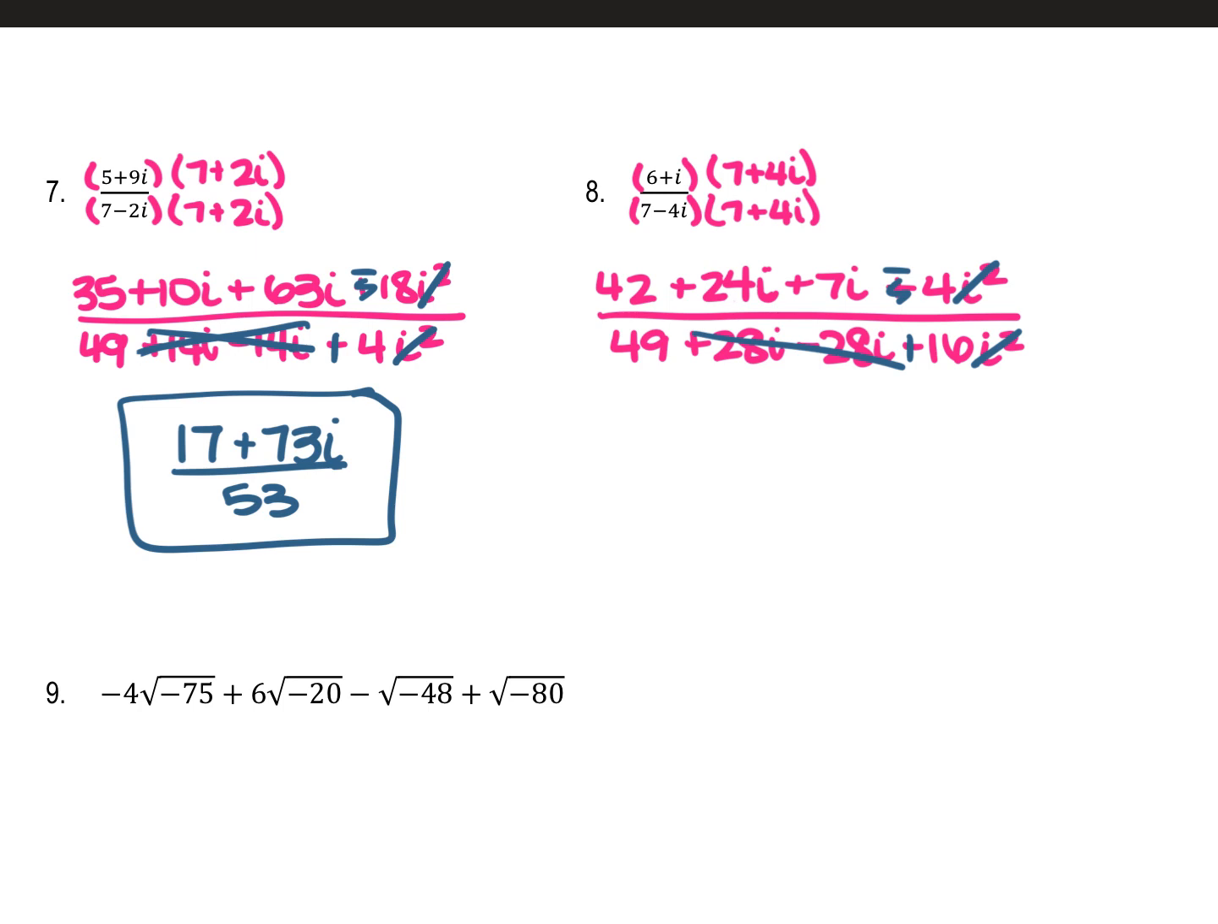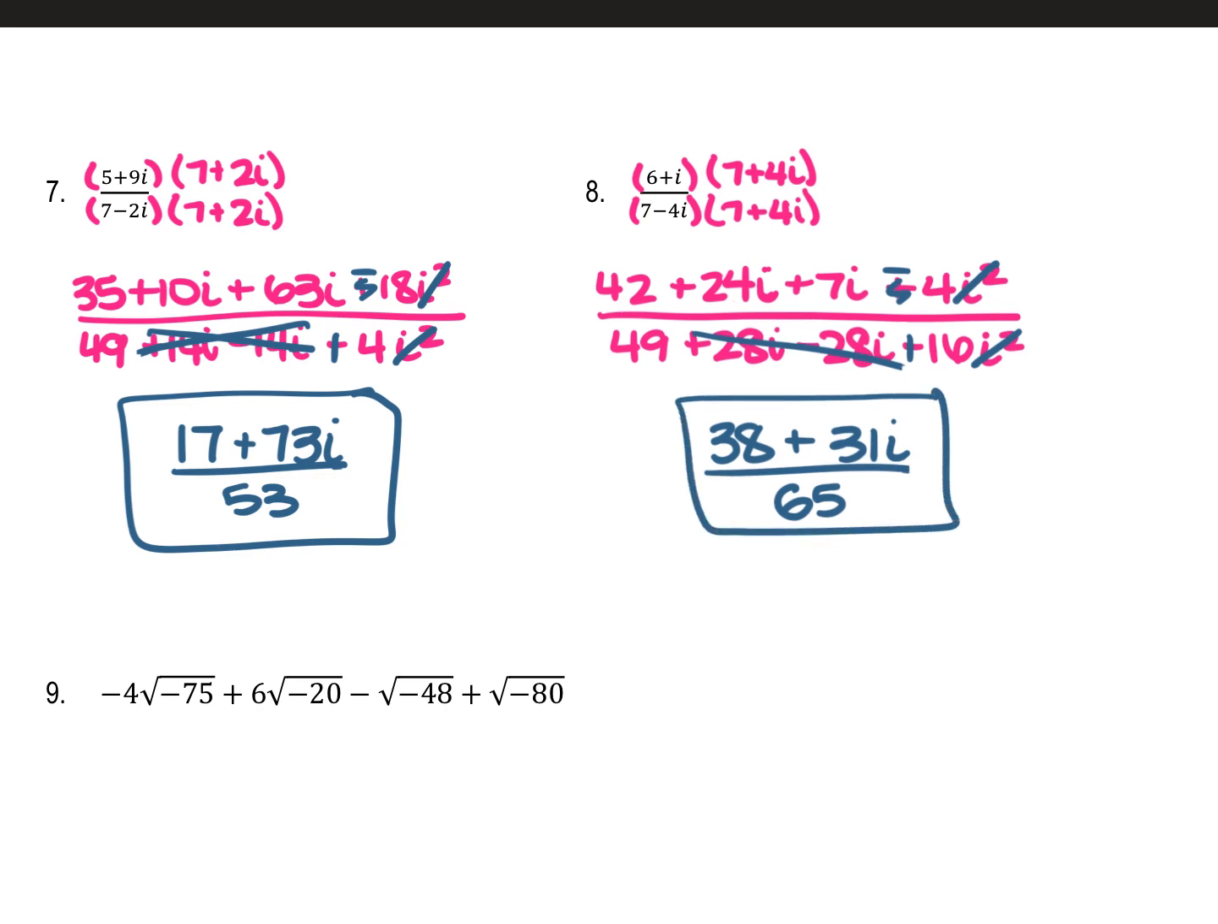So up top, you have 42 minus 4, which is 38. Then 24i plus 7i, which gives us 31i. And then on the bottom you have 49 plus 16. Your 9 and 6 is 15. You carry the 1, so 4 and 1 give you 65 on the bottom. Your 38, 31i, and your 65 do not share a common factor other than 1. You know that because 31 is a prime number, and it doesn't go into 38 or 65 evenly. So that is your answer.